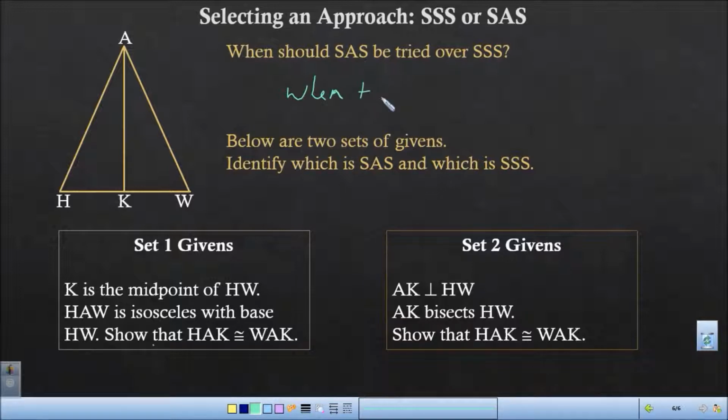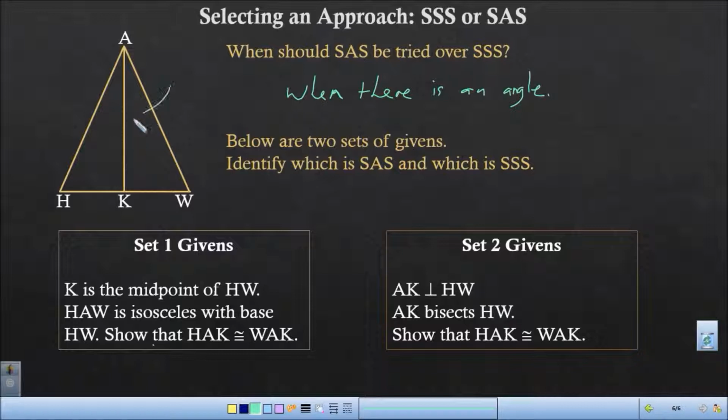So when there is an angle. No angle? Don't use side angle side. If there is an angle, use side angle side. Okay, so here we have a given on the left. We have K as the midpoint of HW. HAW is isosceles with base HW, and we want to show that HAK is congruent to WAK. On the right, we have AK perpendicular to HW, AK bisects HW, and show that HAK is congruent to WAK.